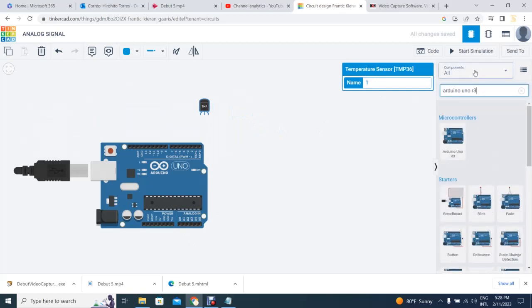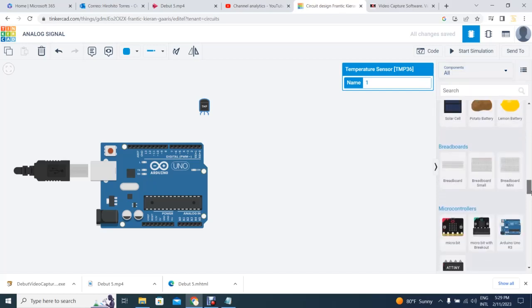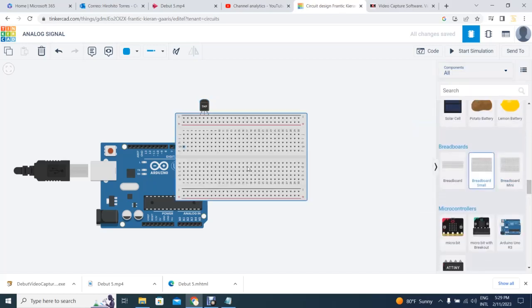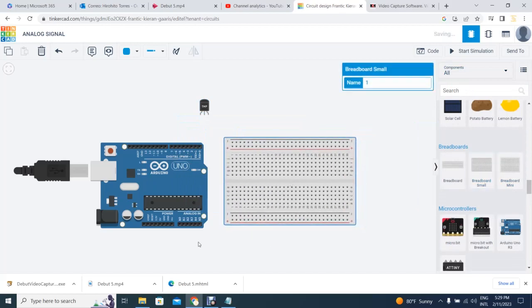I don't see it. You can always check here on all and look for them. For example, small breadboard. This will look good. Now here's the story. This sensor needs 5 volts and needs to be connected to ground as well. Let's say that I put the sensor here, anywhere. Actually, let's put it here, a little bit higher.